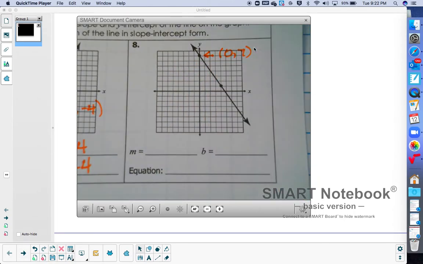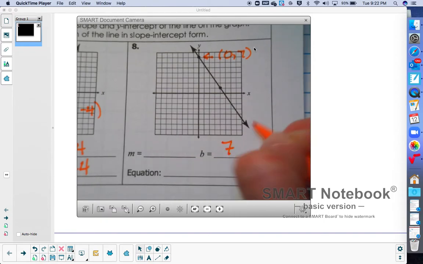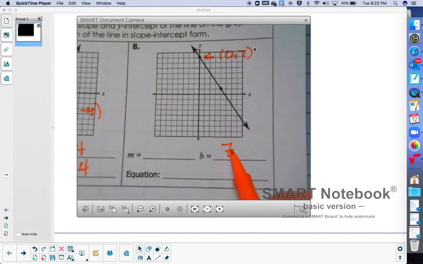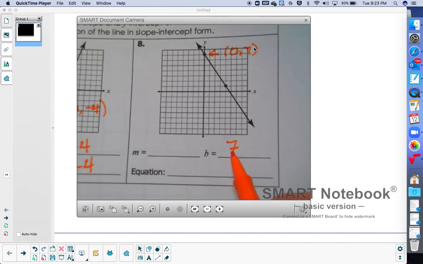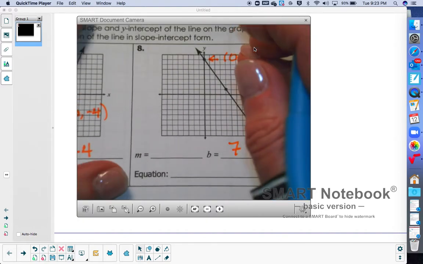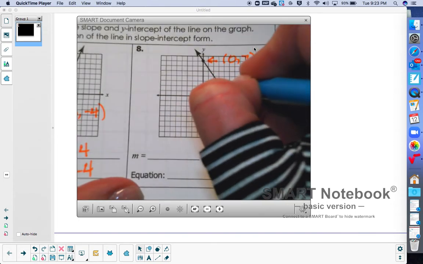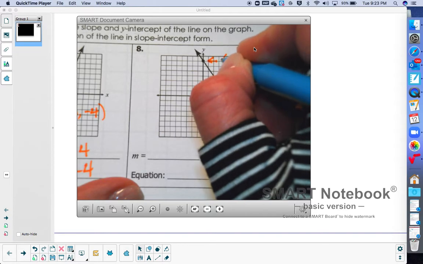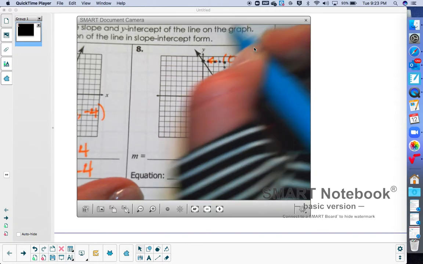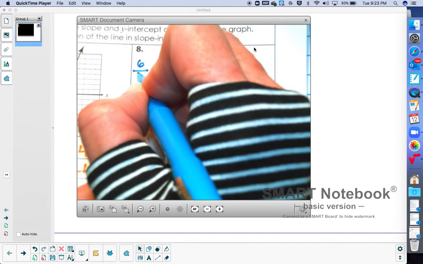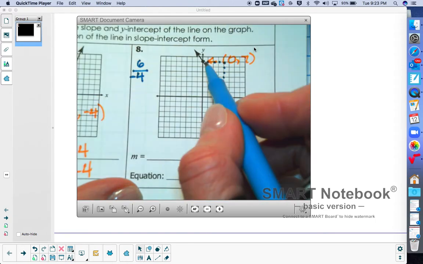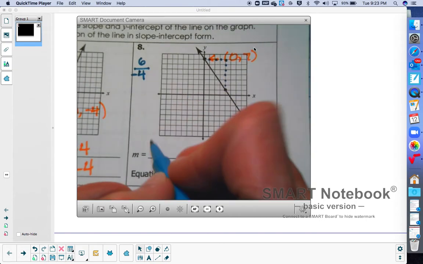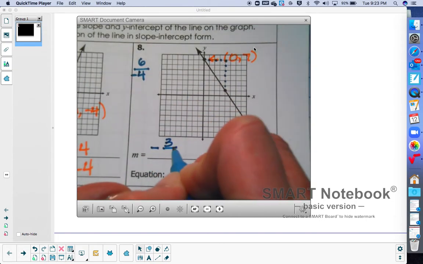So my y-intercept is 7. My y-intercept is the ordered pair (0, 7), but for the purposes of my equation, it's simply the number 7. And then my slope, I'm going to count this out. Okay, so my slope is 6 over 4, and since I counted back to the left, that gives me a negative denominator. When I simplify this, it simplifies down to negative 3 over 2.